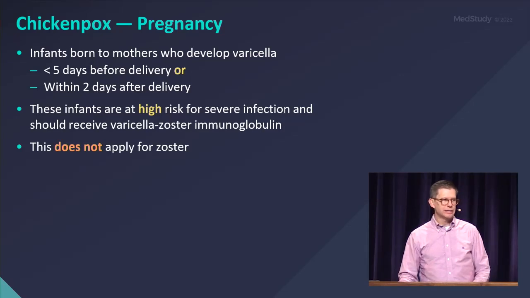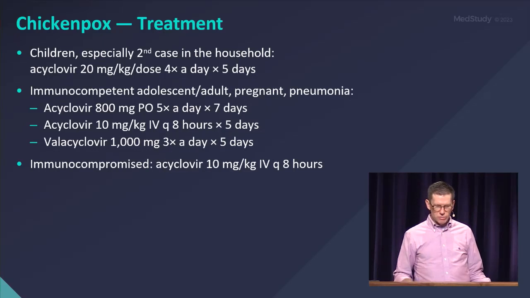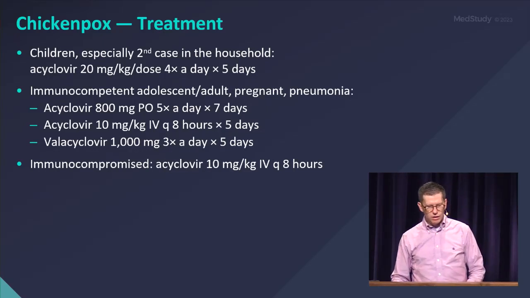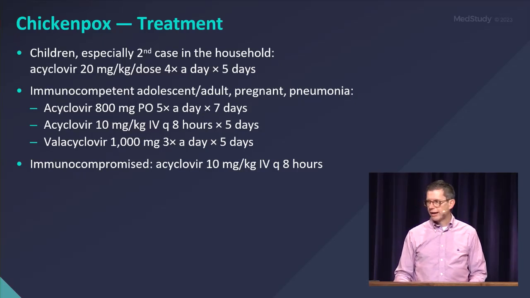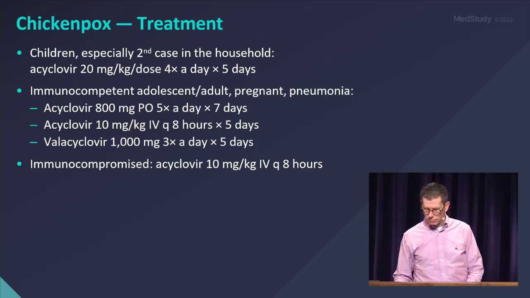Remember, this does not apply to zoster, which is a secondary infection. So mom will have more immune globulin than having chickenpox, and so you don't have to do as much for those kids. Treatment for chickenpox, usually want to do oral acyclovir. If you're an immune normal adolescent or young adult, you can do acyclovir or valacyclovir. If you're immunocompromised, you typically want to give IV therapy instead of PO therapy.